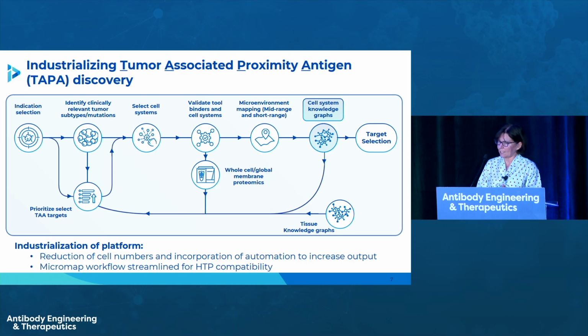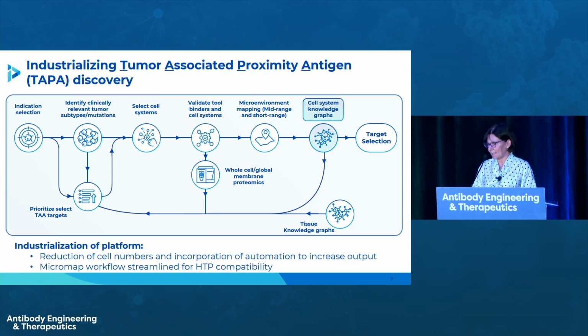We identify the cell systems that we want to use. This could be a whole range of cancer cells, primary tissues, disaggregated tissues from tumors, et cetera. And then we also spend a lot of time validating the probes that we're going to use, which are generally antibodies, but we do a lot of antibody validation, and then we run a large number of these micromap experiments, and we put them through in our database, and I'll describe this to you further in the next few slides, where we generate these knowledge graphs.